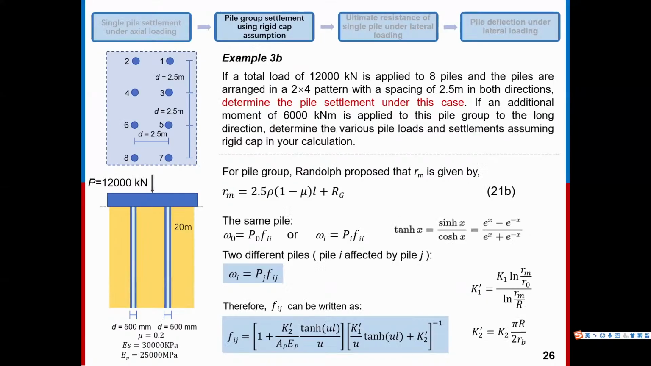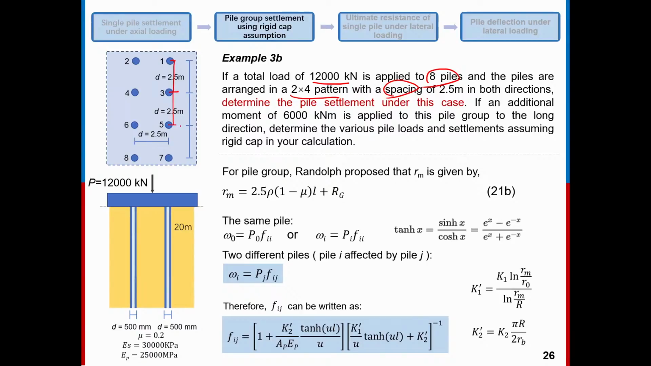All right, let's see the example together. If a total load of 12,000 kilonewton is on top of the 8 piles, and the piles are arranged in a 2 multiply 4 pattern, which means a rectangular pattern, right? With a spacing of 2.5 meter in both directions. First of all, the spacing means the center to center, C to C distance between the piles.